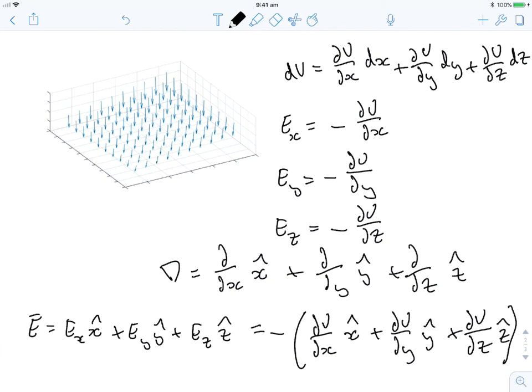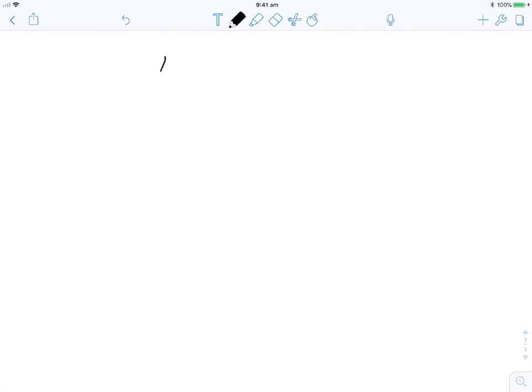So the gradient essentially operates on a scalar function to produce a vector whose magnitude is the maximum rate of change of that function at a point, and it is pointed in the direction of greatest rate of change. So what we have just obtained is our electric field is equal to minus the gradient of the potential.